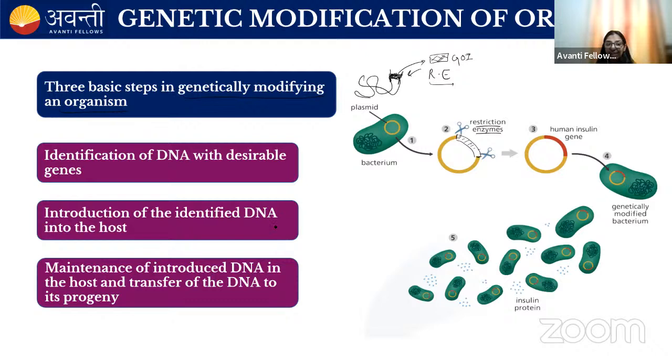That is the introduction of identified DNA into the host. Now I will introduce this recombinant vector or recombinant DNA into the host cell. The third step is the maintenance of introduced DNA in the host and transfer of the DNA to its progeny. When this recombinant DNA is incorporated into the host cell, as the host divides or reproduces, this recombinant DNA will also transfer from the parent to the progeny. So its number increases.